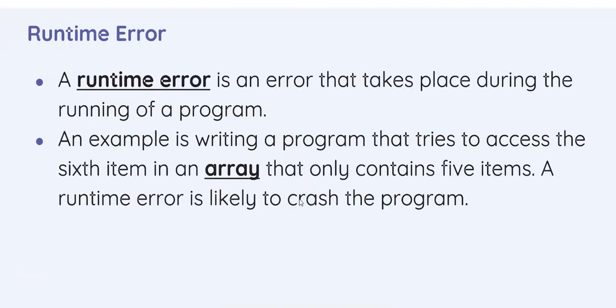The third type of error is a runtime error. This is an error that takes place during the running of a program. An example is writing a program that tries to access the 6th item in an array that only contains 5 items. So in Python we talk about structures like lists. Instead of array we'd call it a list. Let's say we have 5 items in a list and you're saying you want the 6th item. That's going to give you an error because there's only 5 items in the list. We will look at this as we continue to program.